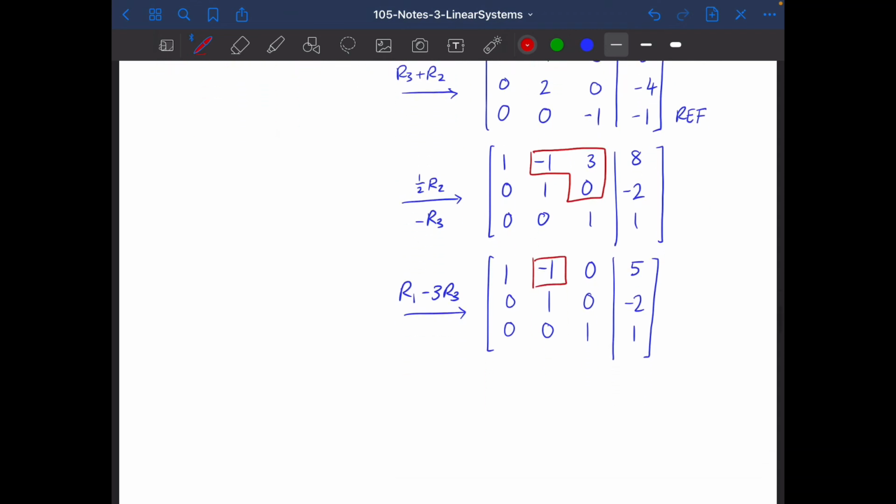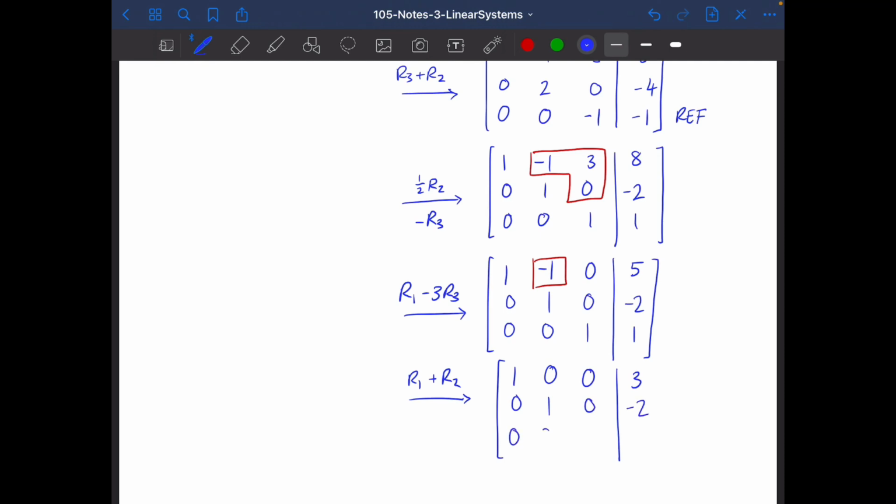So which elementary row operation can we use here? We want to change row 1. If we add row 2 to row 1, we will get a 0 in that position. So the first row becomes 1 plus 0, which is 1, minus 1 plus 1, that is 0. 0 plus 0 is 0. And then we have 5 minus 2, that is 3. And the second row and the third row, they both stay the same. This matrix is now in reduced row echelon form.